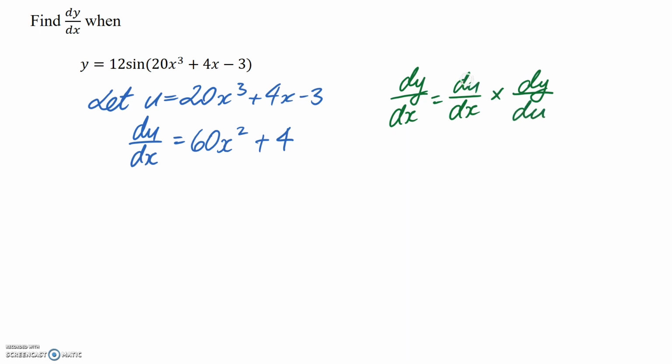So the derivative of u with respect to x that we just worked out, multiplied by the derivative of y with respect to u, which we will be able to work out in a moment, leaves us with just this, and you can see that these kind of cancel with each other.